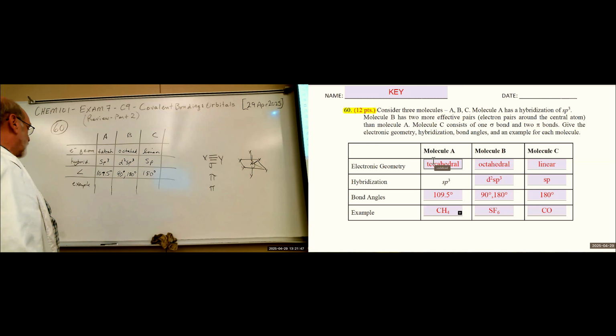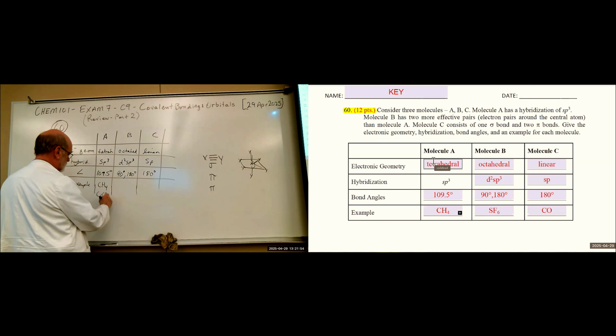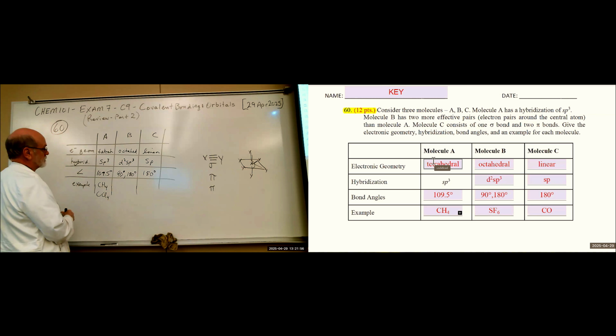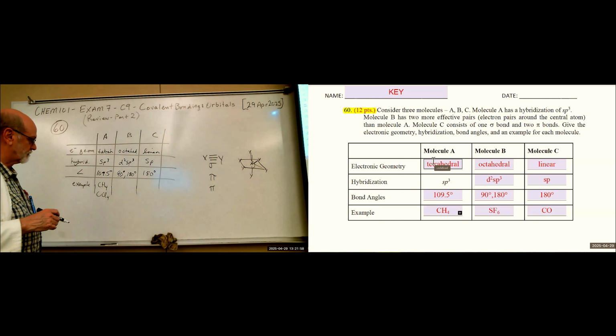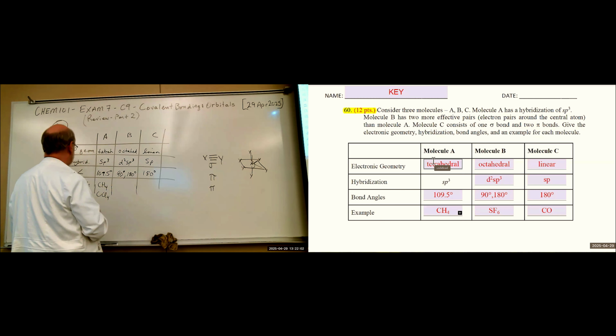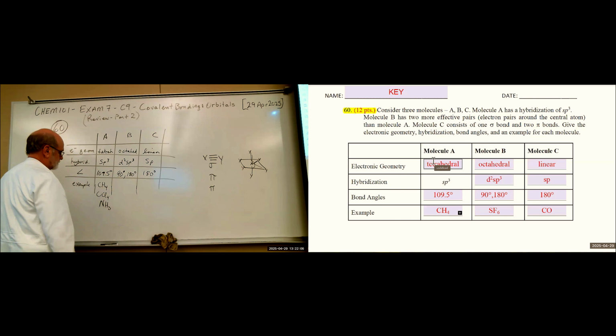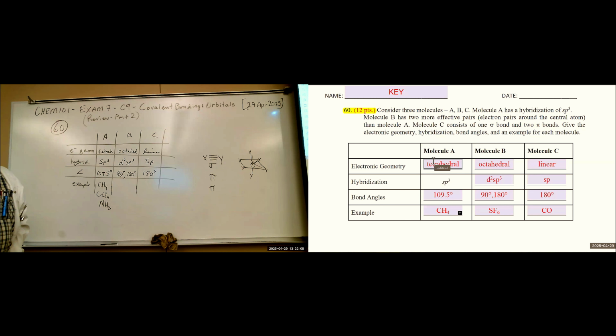So what are good examples? Well, methane's a good one. Carbon tetrachloride is a good one. Either one of those would be tetrahedral. Now, if we're only considering electronic geometry, ammonia would work. But then it wouldn't have the tetrahedral molecular geometry. It would be a trigonal pyramid.